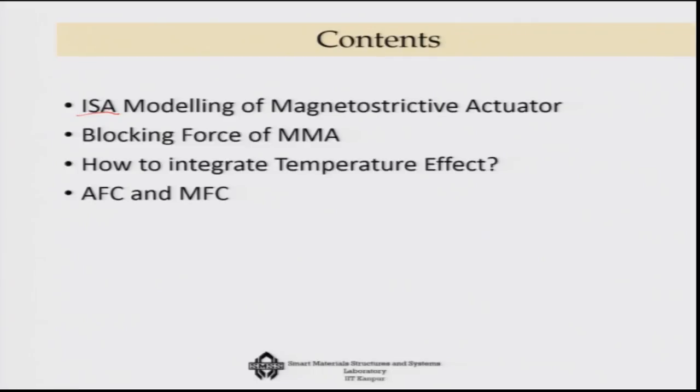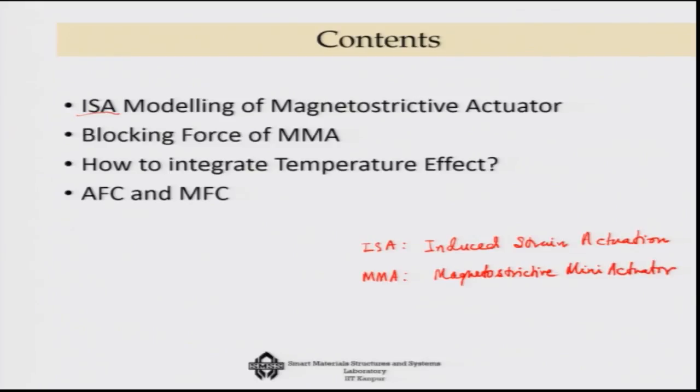Now, I will be talking about induced strain actuation. ISA is the short form of induced strain actuation. We will also talk about the blocking force of the MMA. Again, this is another acronym I have used. MMA is magnetostrictive mini actuator.